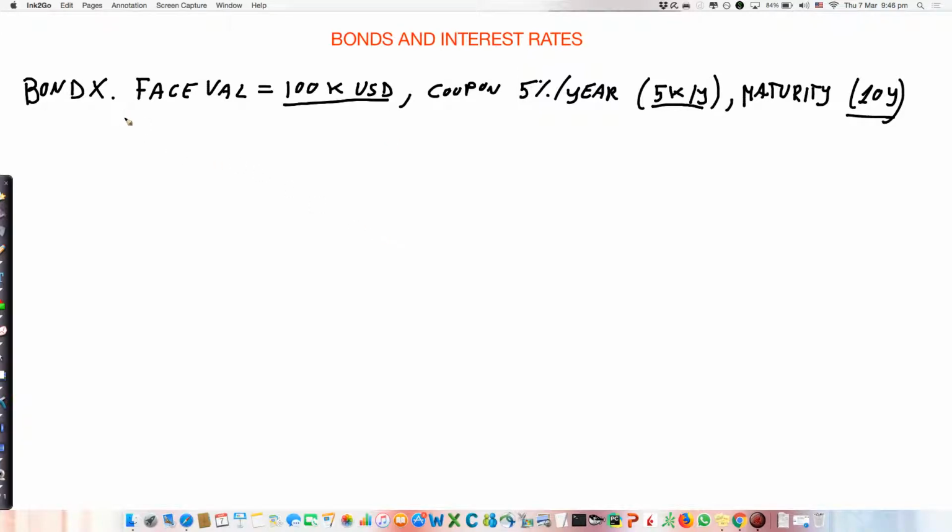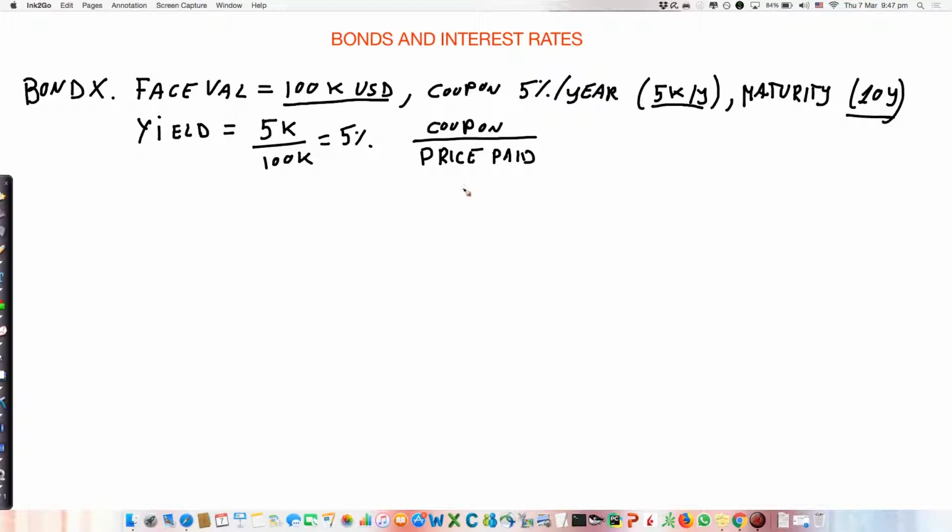Now, there is also another interesting concept for bonds, that is yield. Yield in this case is 5% at the beginning. So here is what we get every year: the 5k over the price, the price we pay for the bond. Now, if you buy the bond at the beginning, of course you get this 5%, that is what they give you.